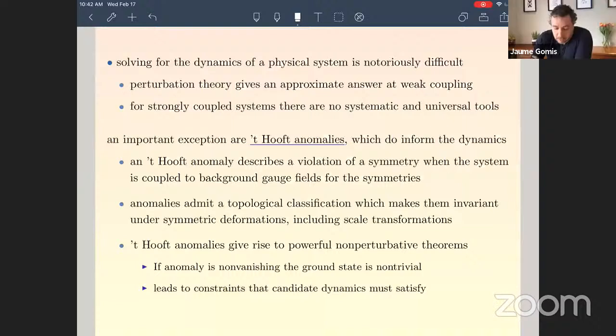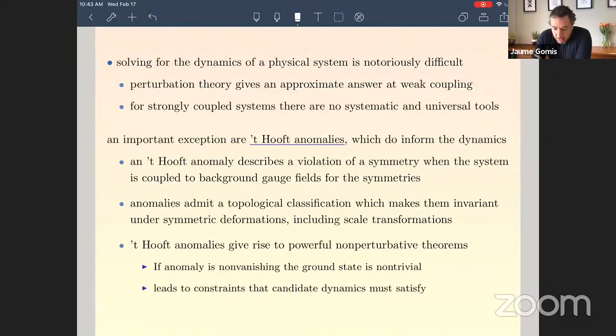So now that we have used the symmetry as powerfully as we can to write down the most general answer that the system could have, we still have to solve for the dynamics. And of course, that's notoriously difficult to do. When your system has small quantum fluctuations, you can solve for the dynamics just using perturbation theory, some Feynman diagrams. But the point is that for strongly coupled systems, there are no really systematic or universal tools to solve the problem. We are stuck with really solving systems where strong fluctuations are dominant.